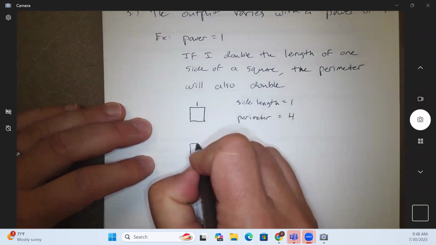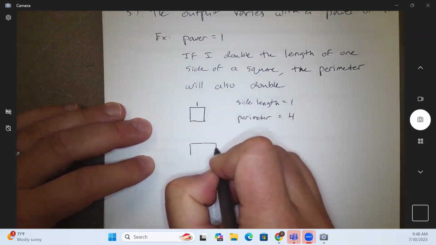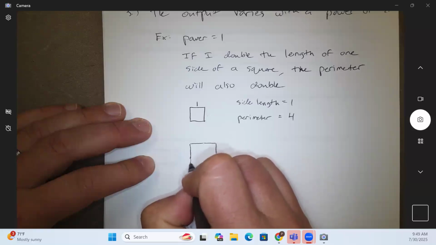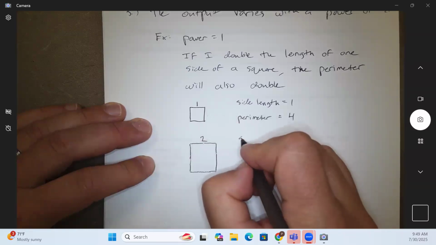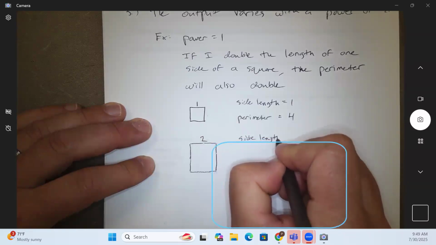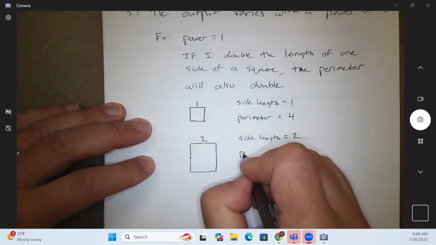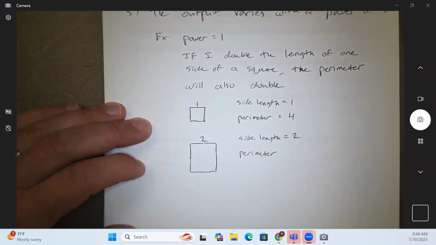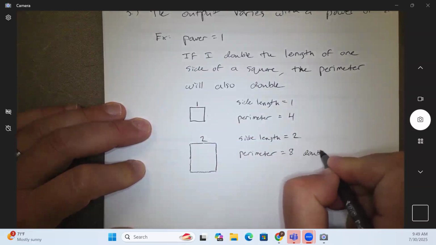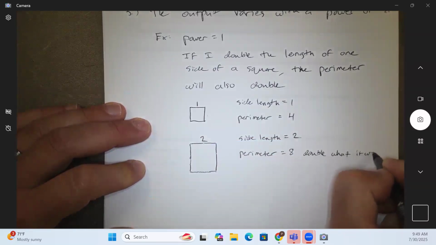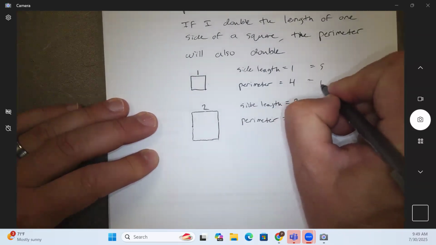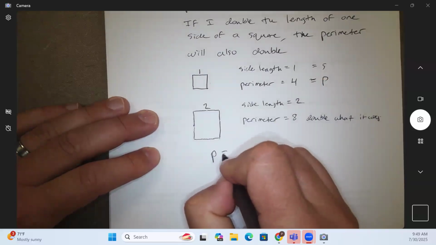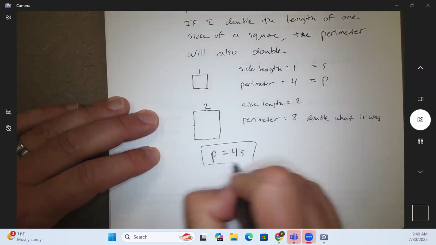Now I'm going to double the side length of that square. So now the side length is 2. What happens to the perimeter? It doubles. It's 8, double what it was. So if I want to use S for side length and P for perimeter, P equals 4S is my variation.